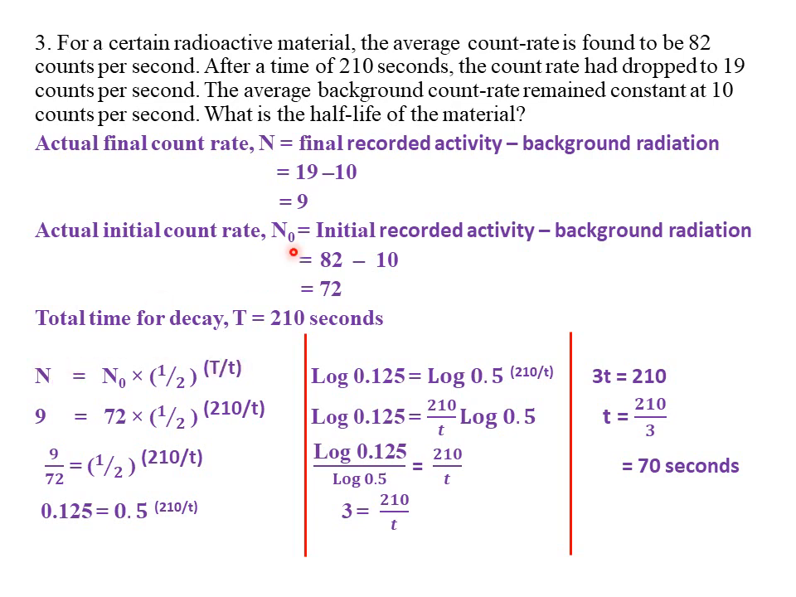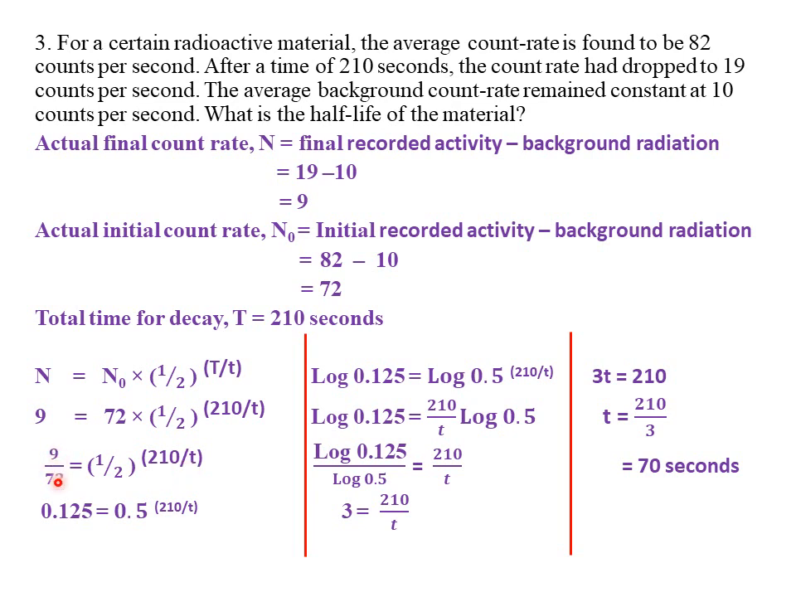Therefore n is actually 9, which is equal to n naught, which will actually be 72, then multiplied by a half to the power of the total time taken, that is 210, then divided by small t. Therefore 9 is equal to 72 multiplied by a half to the power of 210 divided by the half-life represented by small t. Therefore, on dividing both sides by 72, I'm going to have 9 divided by 72 is equal to a half to the power of total time taken 210 divided by small t.